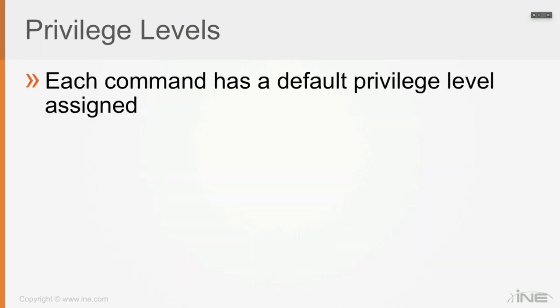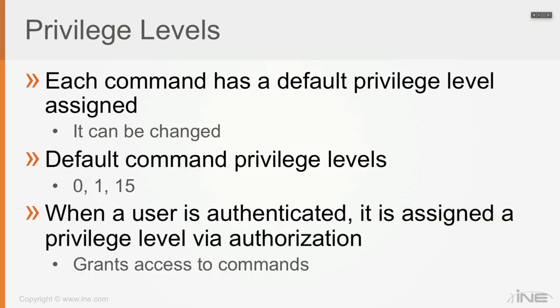Now the privilege levels. So each command has a default privilege level assigned, which of course can be changed. And the default command privilege levels are going to be 0, 1, and 15. Now when a user connects to a device to manage it, and it gets authenticated and authorized, it is going to get assigned a privilege level via authorization. And that privilege level is going to grant access to specific commands.